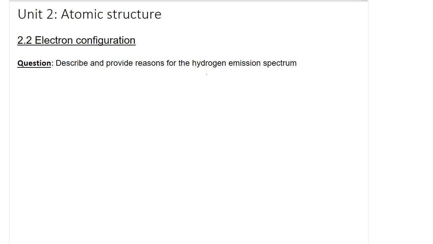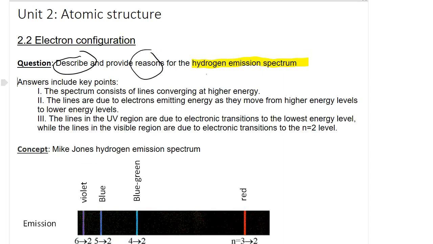Hi, this question asks you to describe and provide reason for the hydrogen emission spectrum. Now, Mike Jones did a great video about hydrogen emission spectrum. So the concept here, you can search on YouTube and just look at the detail of this concept. I'm only adding specific explanation to this answer.